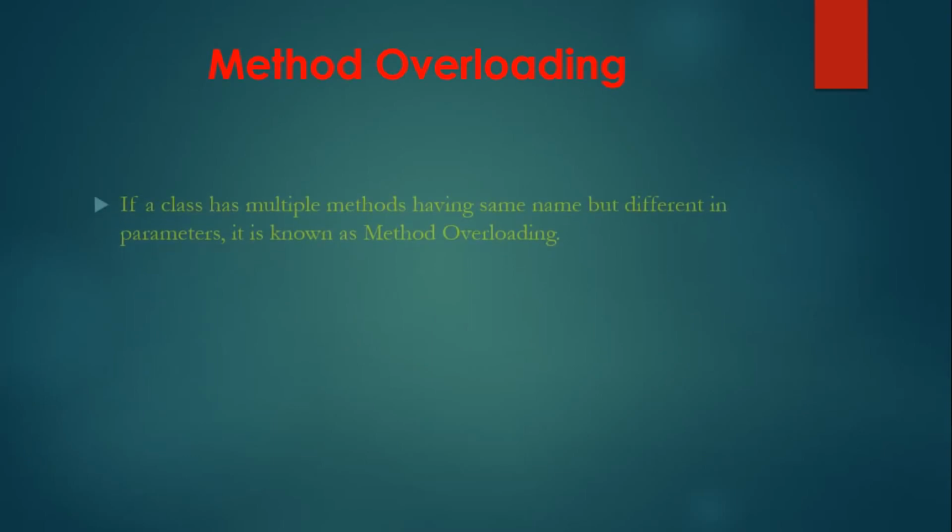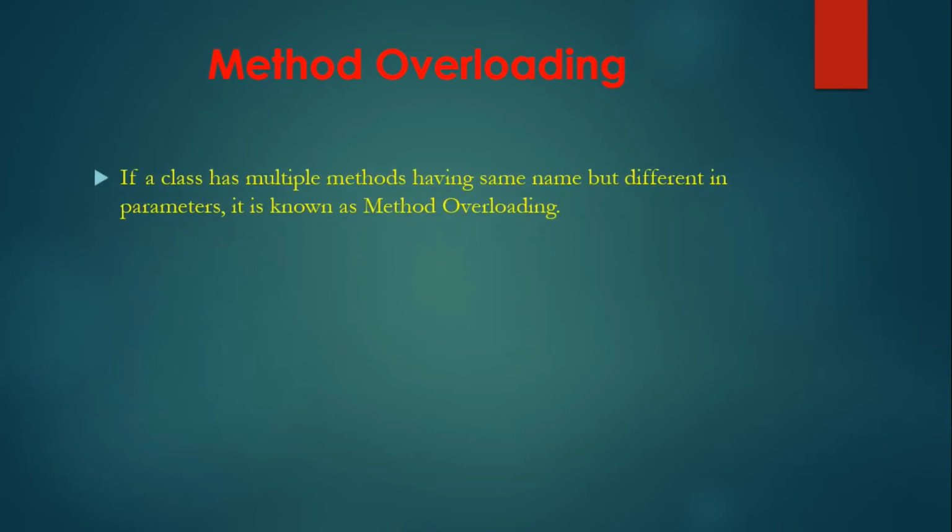Discussing method overloading. So what is method overloading? If a class has multiple methods having the same name but different parameters, it is known as method overloading. Method overloading is a concept derived from polymorphism, that is, methods with the same name but different parameters.